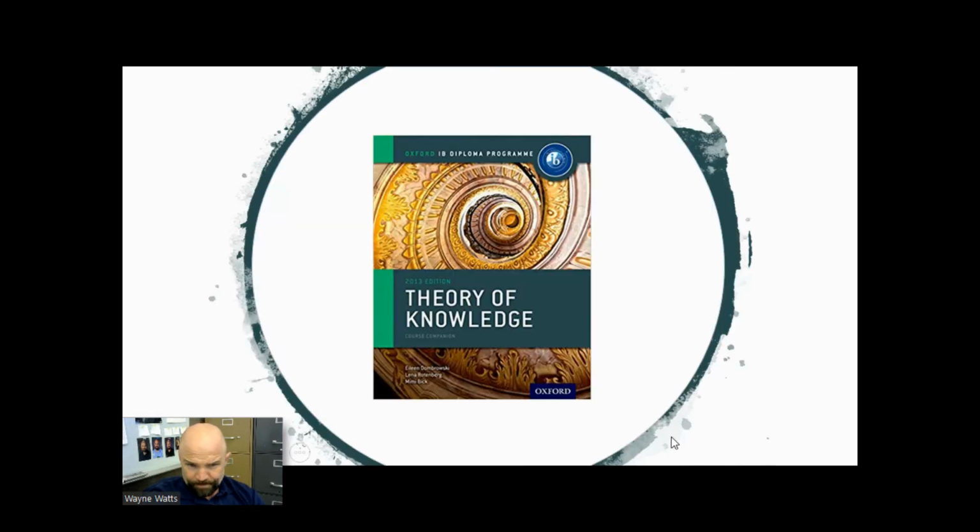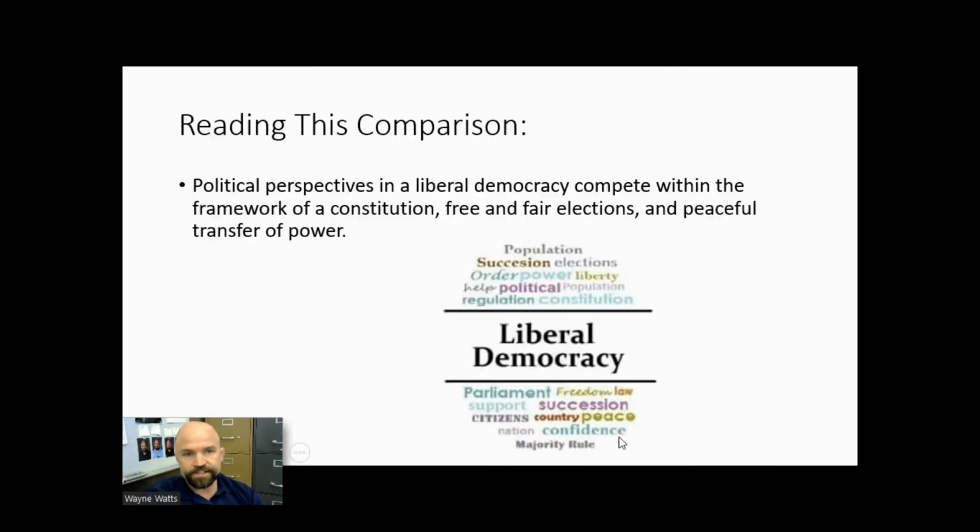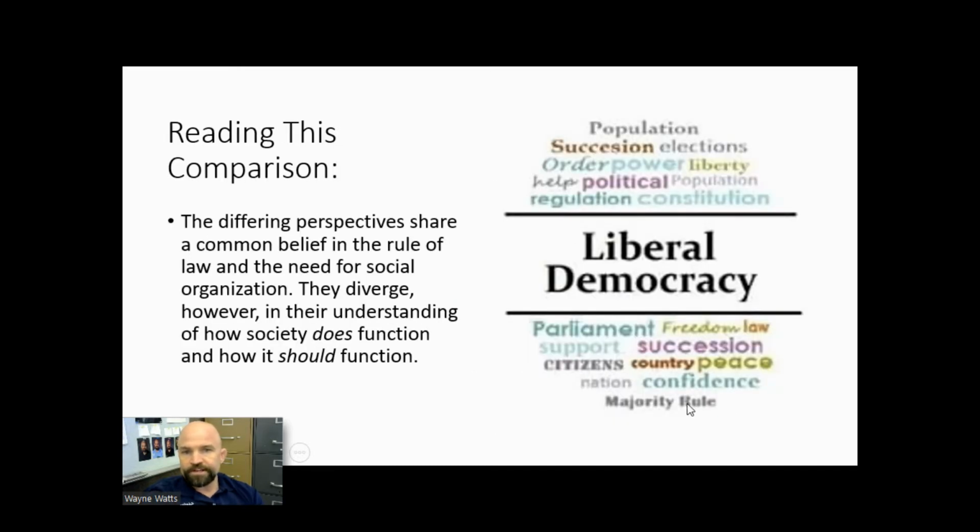But anyway, to dig into this, we're going to get into the Oxford book. It addresses some of this, the 2013 book by Dombrowski and the rest. Political perspectives in a liberal democracy compete within the framework of a constitution, free and fair elections, and peaceful transfer of power. The differing perspectives share a common belief in the rule of law and the need for social organization. They diverge, however, in their understanding of how society does function and how it should function.